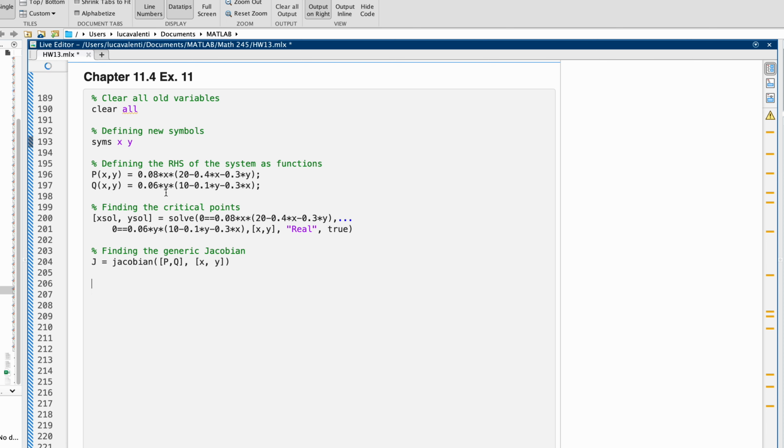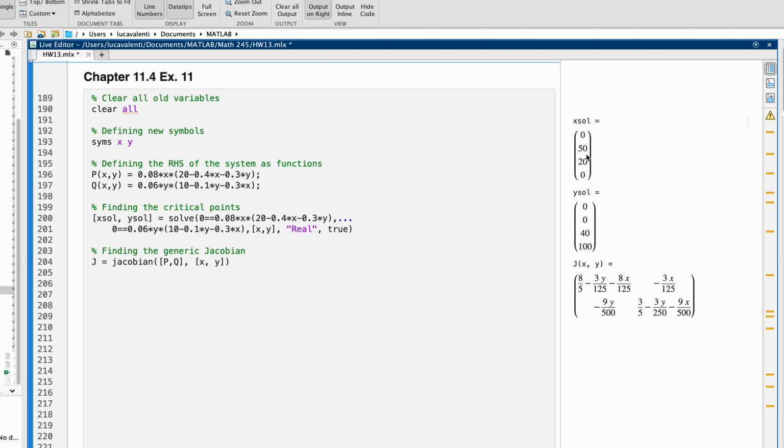So let's press Control Enter and let's see what we get. We get 4 critical points. 0, 0 tends to always be a critical point because you can't really have a slope if you're at 0, 0, right? Because everything cancels out. And in the Lotka Volterra, there's always a 0, 0 critical point. So now we have this, and we found our generic Jacobian.